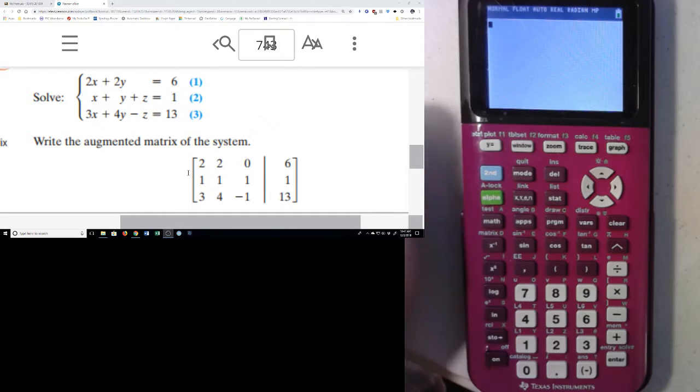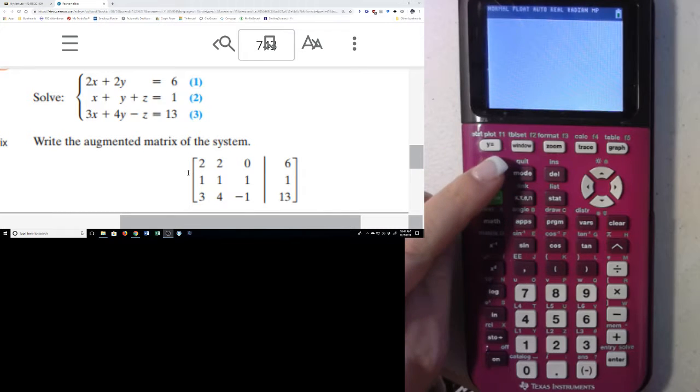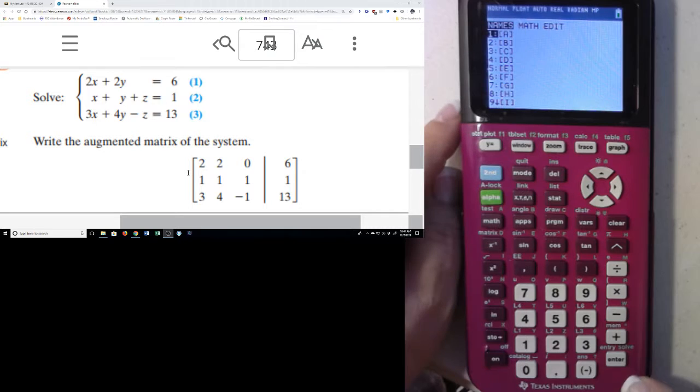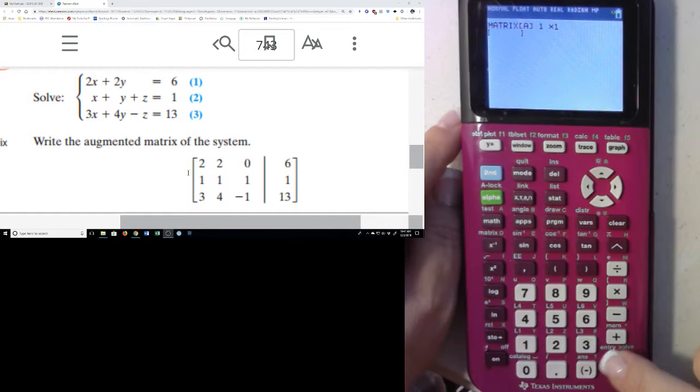So the first thing we have to do is enter the matrix module. You get to the matrix module by going second and x to the -1. We're going to move over here to edit. I need to edit a matrix. I'm just going to edit matrix A.